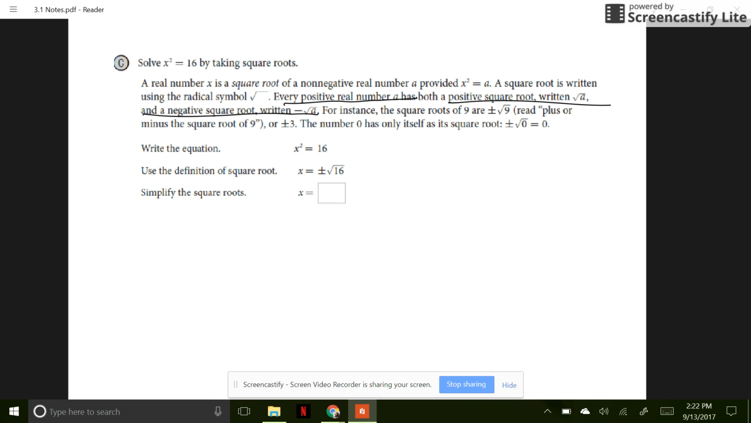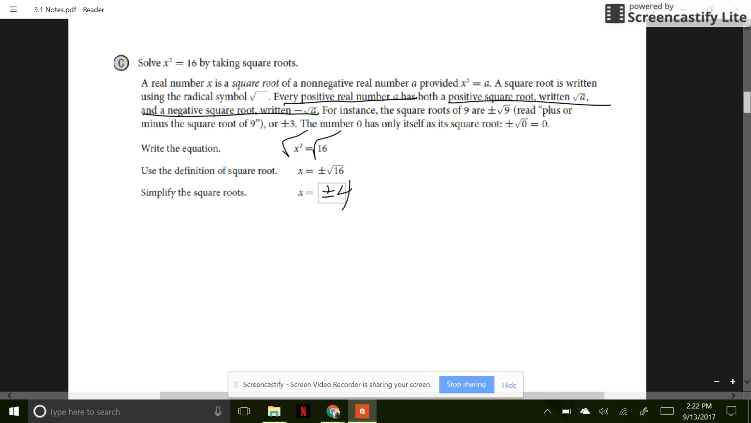So here we have our equation, x squared equals 16. If we take the square root of both sides, the square root of x squared is just x, and that would be equal to plus or minus root 16. And as we should already know now, the square root of 16 is 4. So our solution would be plus or minus 4.